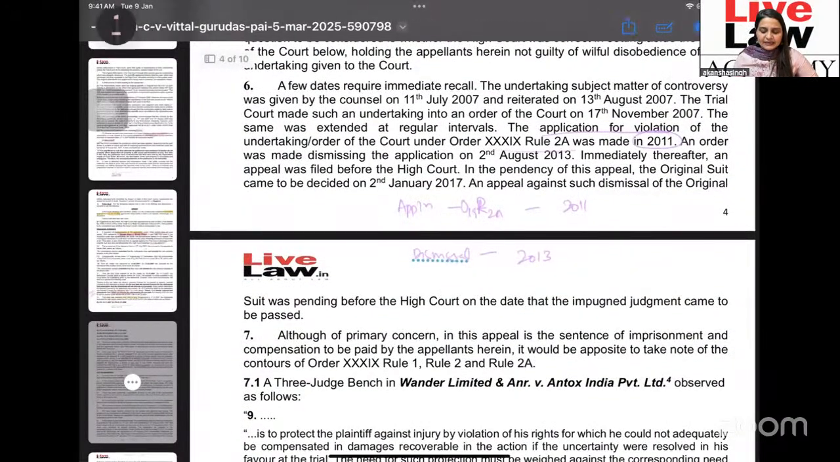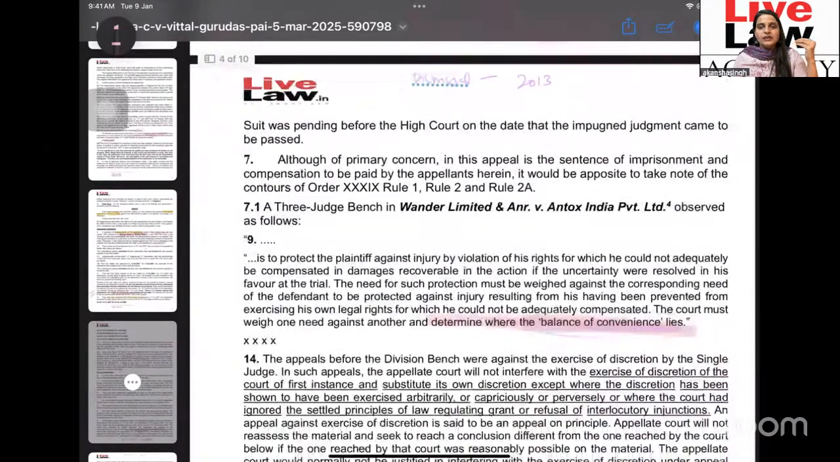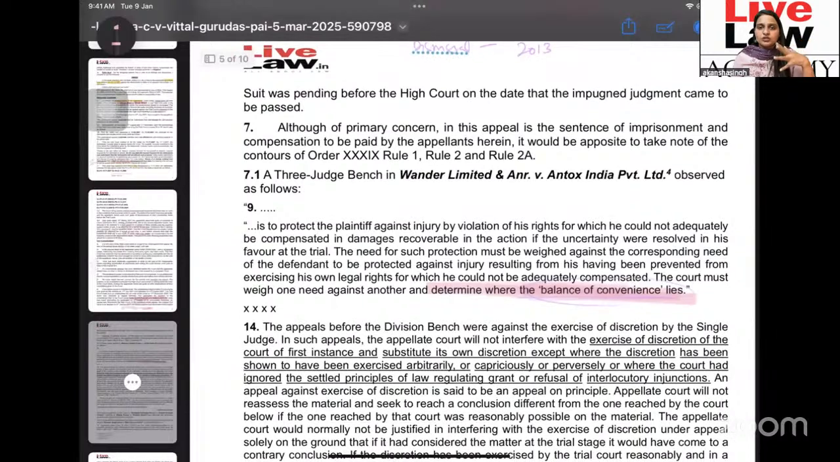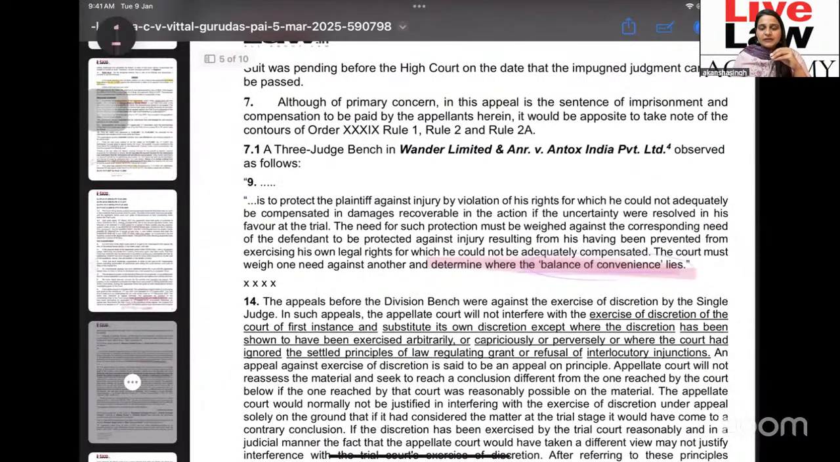Then they have highlighted the dates also, that the order was passed in 2011 and therefore the final dismissal of the suit against SEC, declaration not allowed, was done in 2013. So definitely meanwhile, since you have done it, the jurisdiction of 2A will be invoked. Then, another aspect, the court talks about balance of convenience.